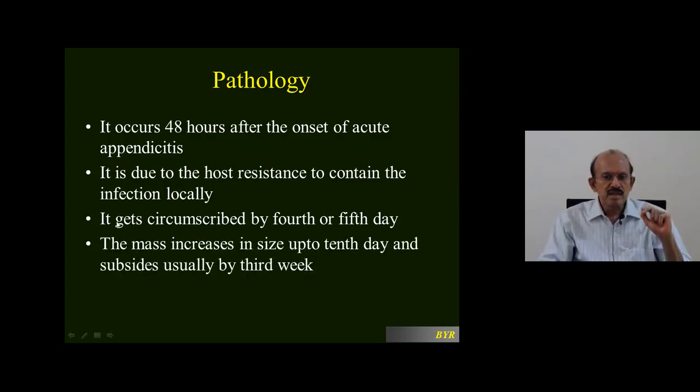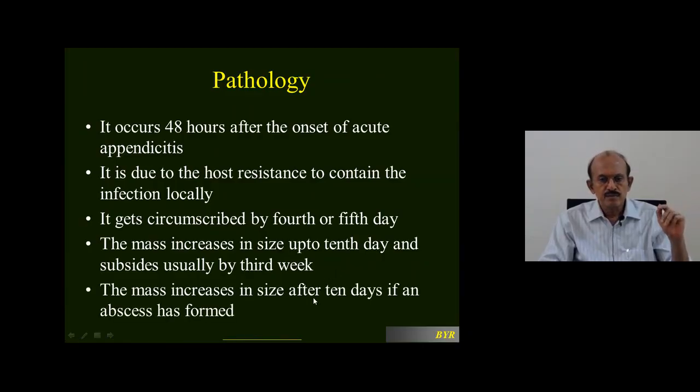The mass increases in size up to the 10th day and subsides usually by the 3rd week. So this is the progress of the appendicular mass. It starts by the 2nd day, it gets well circumscribed by the 4th or 5th day, and size increases in the 1st week, that means up to the 10th day. Then it gradually reduces and disappears by the end of the 3rd week. If an abscess forms, the mass increases in size.